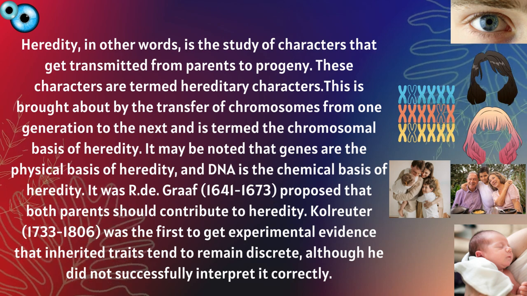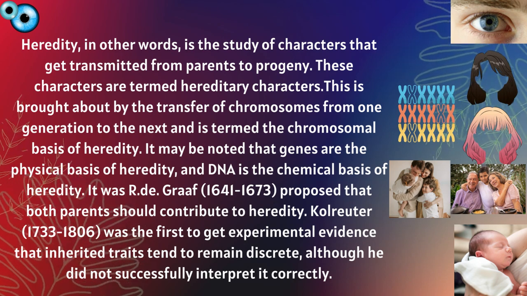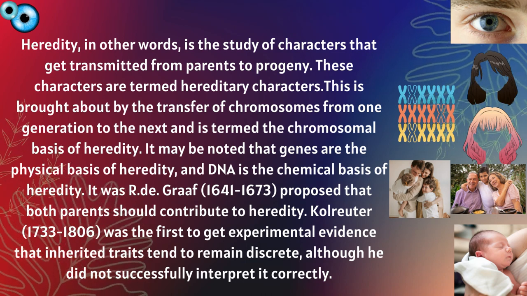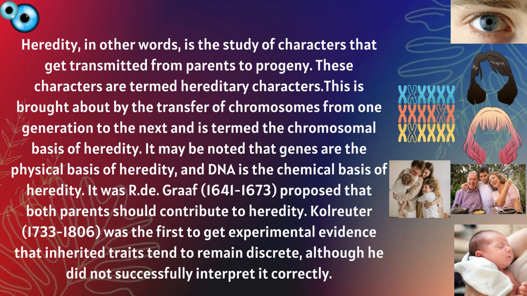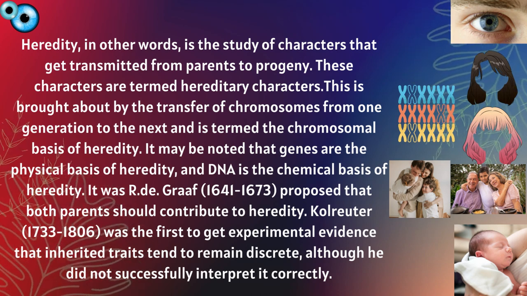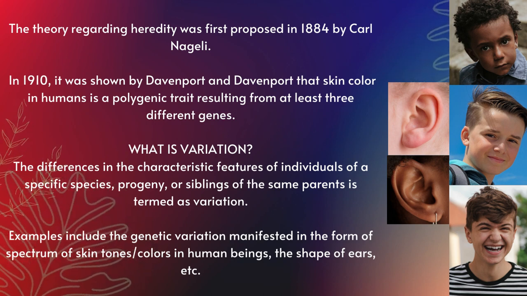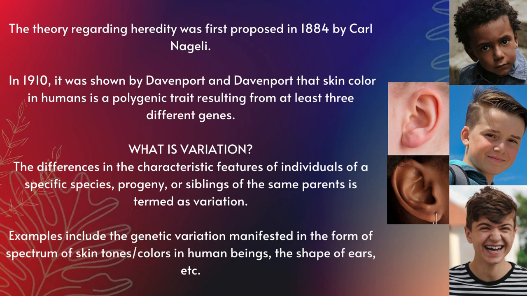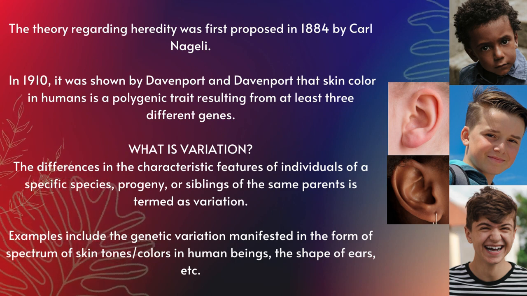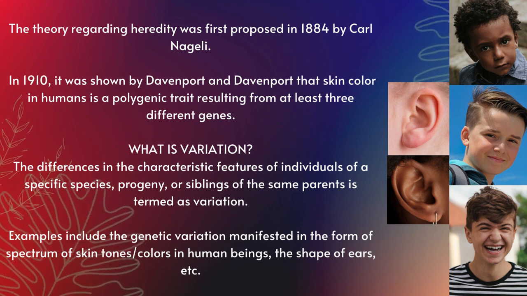It was R.D. Graaf who proposed that both parents should contribute to heredity. Carl Ritter was the first to get experimental evidence for inherited traits which tend to remain discrete. Although he was not successful in interpreting it correctly, the theory regarding heredity was first proposed in 1884 by Carl Nägeli. It was shown by Davenport and Davenport in 1910 that skin color in humans is a polygenic trait and is a result of at least 3 different genes.